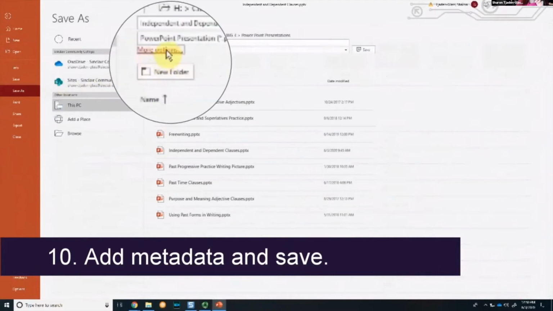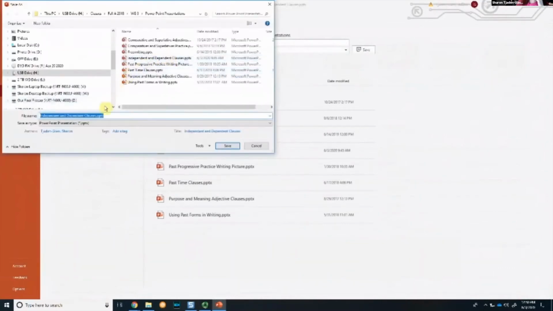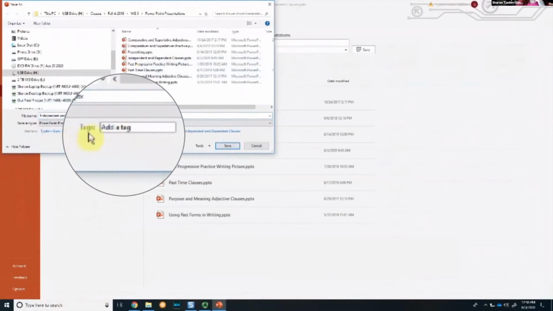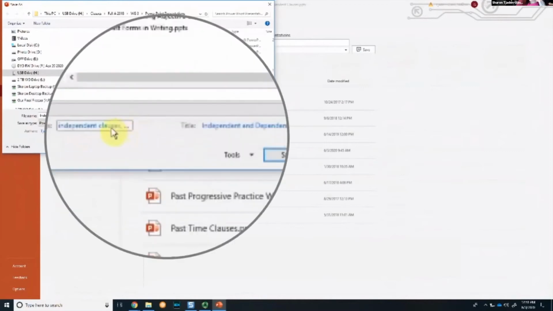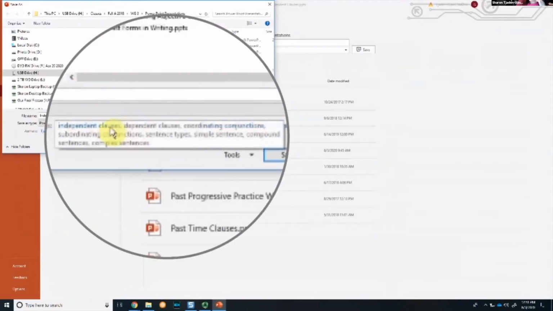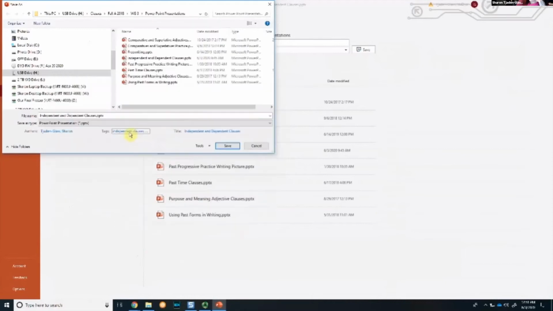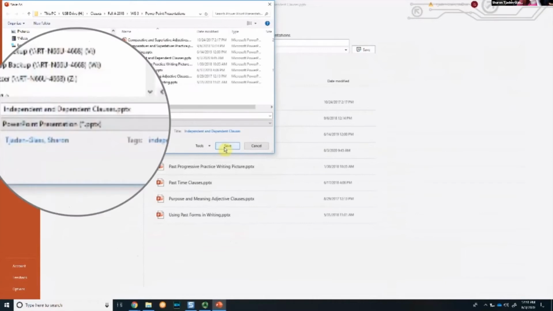And to add your metadata, you're going to go to more options, and then underneath tags, you're going to add any words or phrases that you think a teacher might be searching for to find this kind of content. And so there are the tags, the metadata that I've included for this particular presentation, so that when teachers are looking for this, they can easily find it in their search.